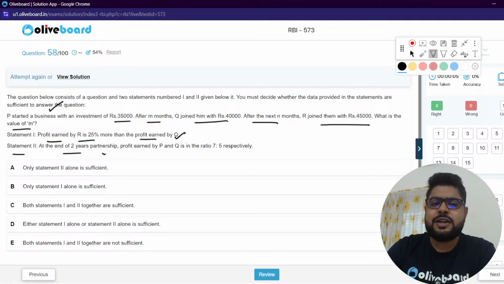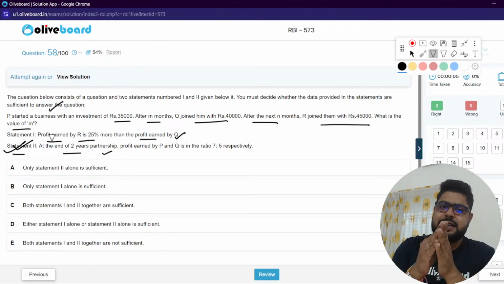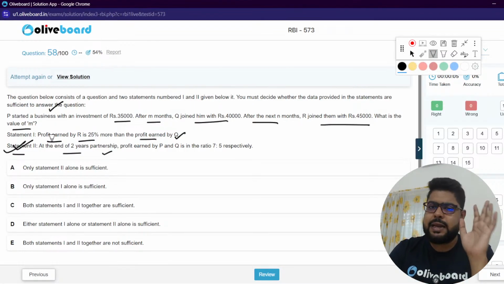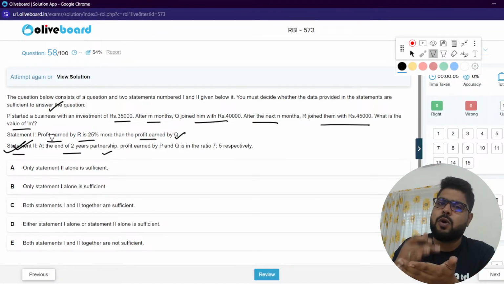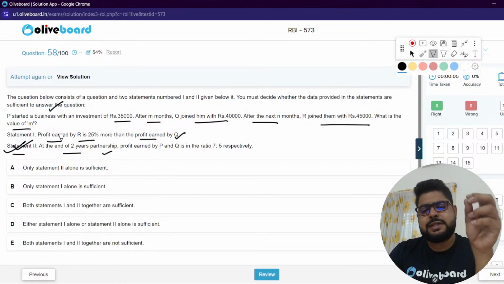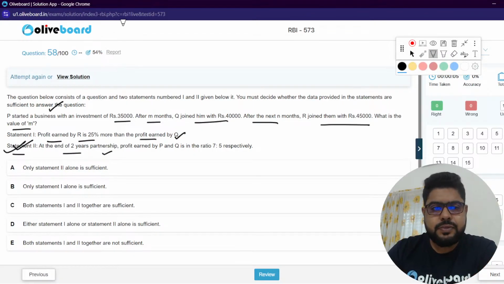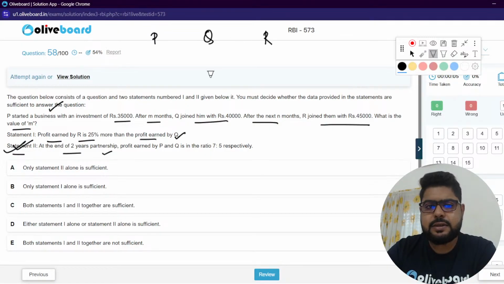At the end of 2 years of partnership, sir, statement 2 is a must, because the duration of the business is only given in statement 2. Statement 1 is not sufficient. So my answer will be either statement 2 or both. Let's start with statement 2, because otherwise I can't even start the question. 2 years partnership, so let's start.